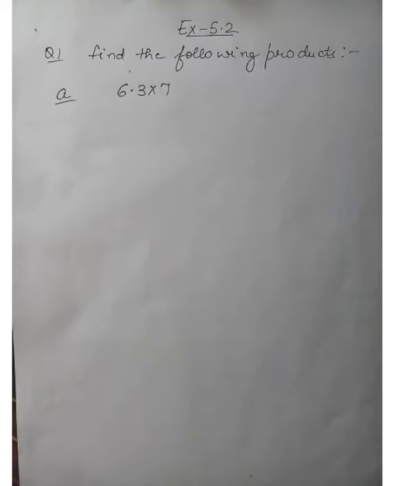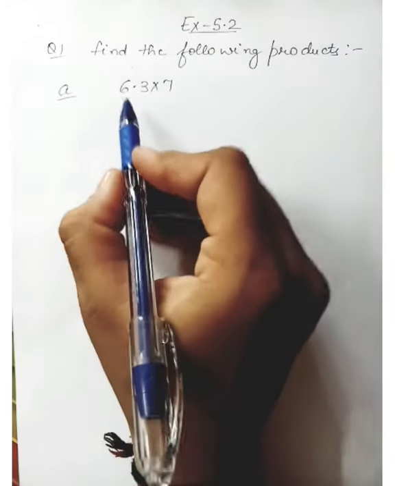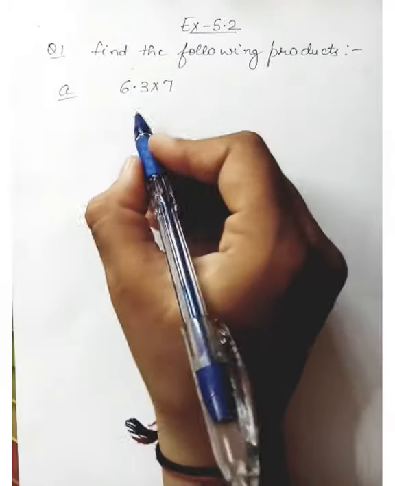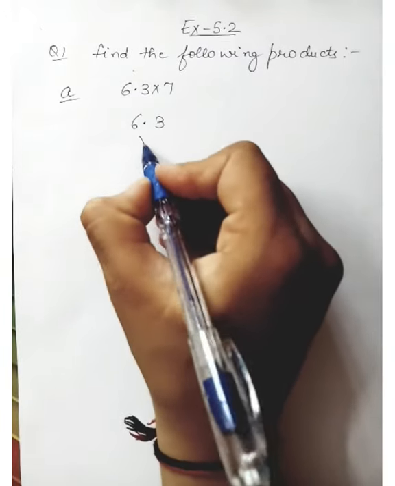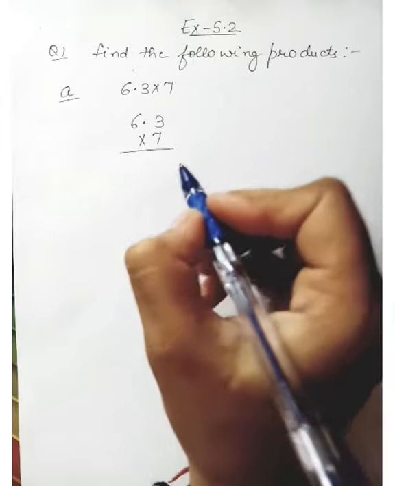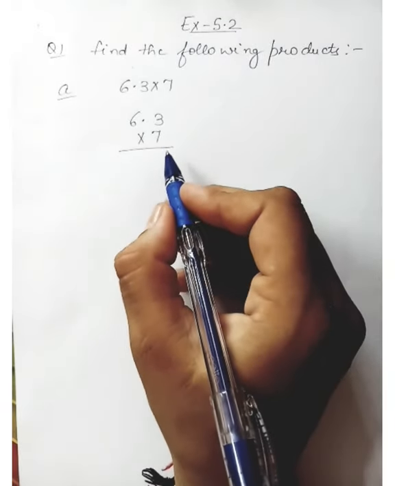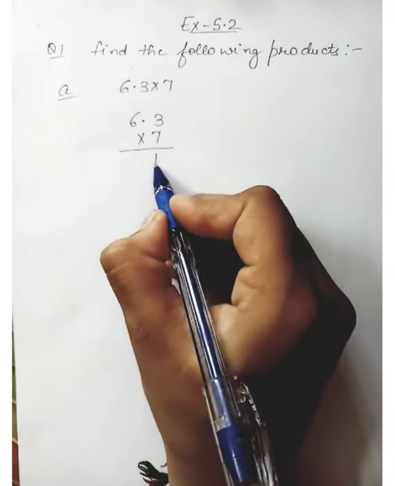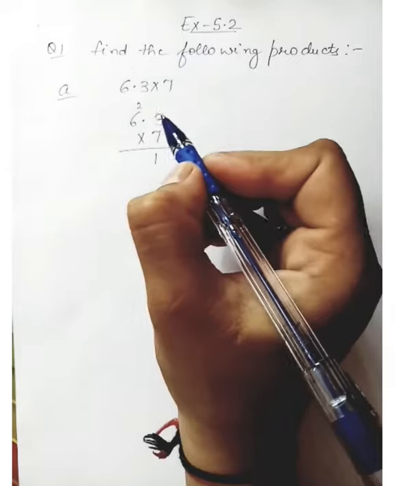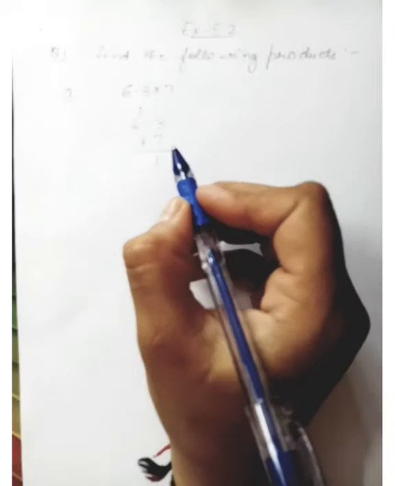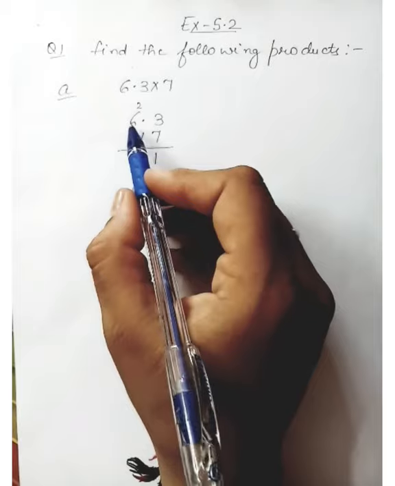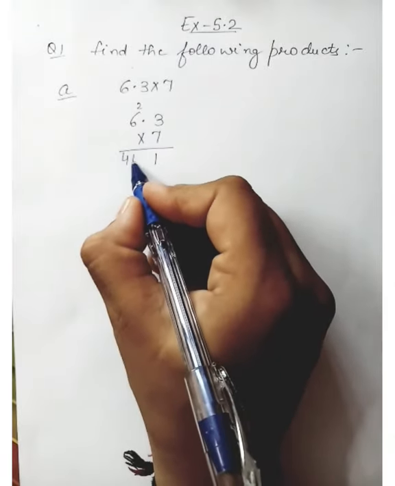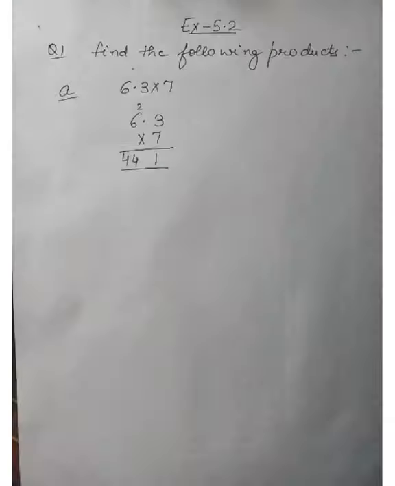The first question is 6.3 multiply 7. Here 7 is a whole number. We are going to multiply it with the decimal number. So 6.3 multiply 7. Here we are going to multiply as we multiply simple whole numbers. 7 3s are 21, 1 here, 2 as a carry. Now 6 7s are 42, 42 plus 2 is 44. This is the normal multiplication that you have performed with whole numbers.